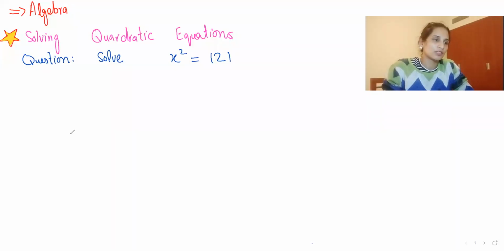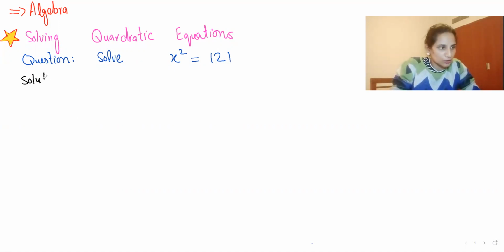Hello, in this lesson we will see how to solve the quadratic equation. So I have taken a question here. Solve x square is equal to 121. Now I am going to solve the question.